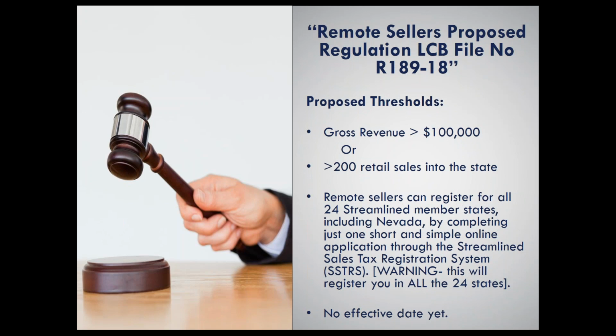Let's say this regulation goes through and is effective 1/1/19. If you are a controller or CFO, or somebody has put you in charge of figuring out the sales tax issue, on 1/1/19 you take all of your revenue by state, hopefully sourcing it correctly, and pull the back 12 months. Hypothetically, you see that in the state of Nevada you did $200,000 of gross revenue.